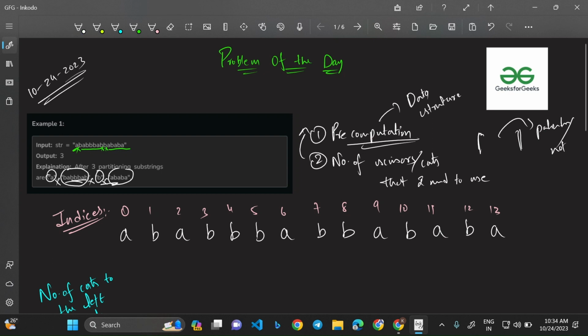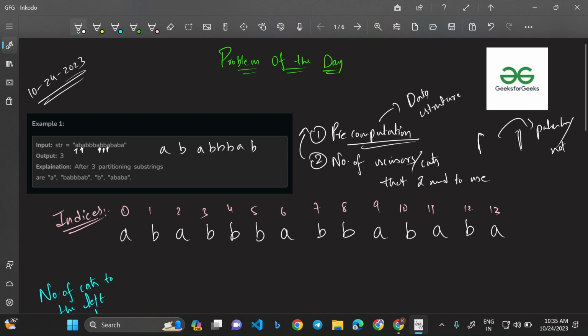With pre-computation, you'll also get to know that some other substrings are also palindromes. There might be some other, like A, B, B, A, which is also a palindrome. So you can also place a scissor here and here. But in this case, you'll be using five scissors. If you place a scissor here, and here, and here, what will it result in?